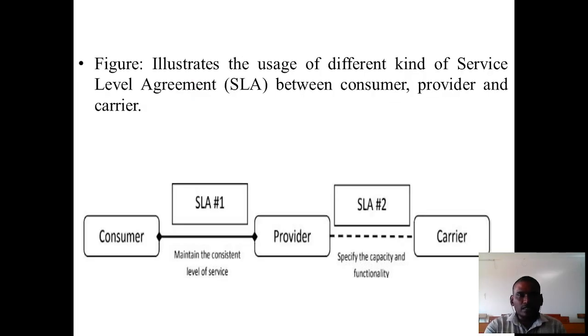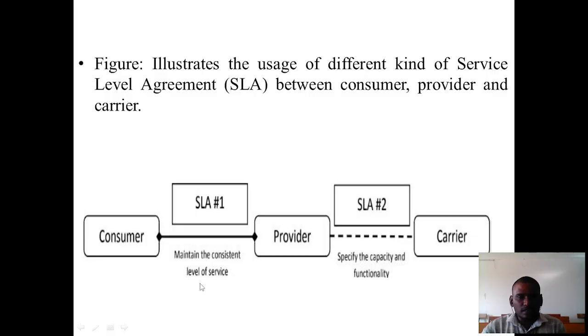Okay, another thing, service level agreements. That means based on the agreement we are going to use the services of the cloud provider. This figure illustrates the usage of different kinds of service level agreements between the consumer, the provider and the carrier. So cloud consumer, provider, carrier, with service agreement 1 or agreement 2. Based on that, they maintain a consistent level of service and specify the capacity and the functionality.